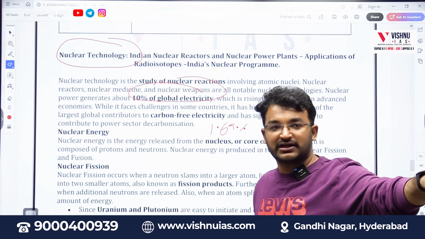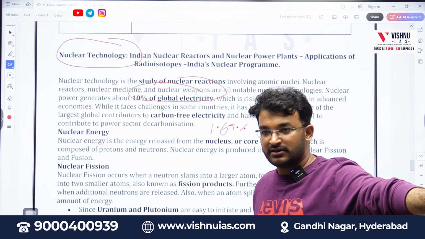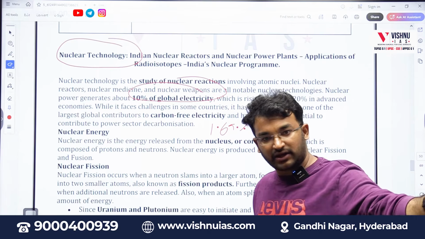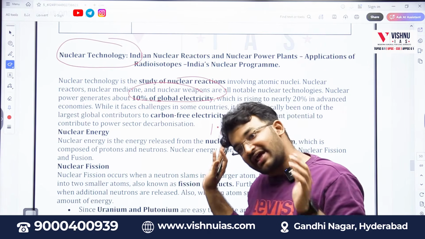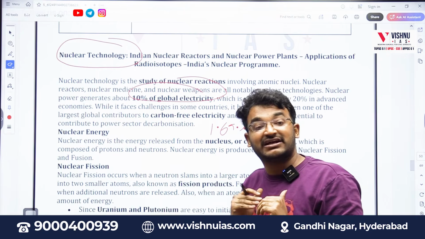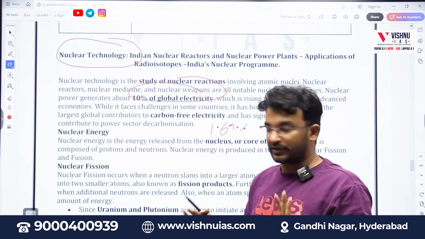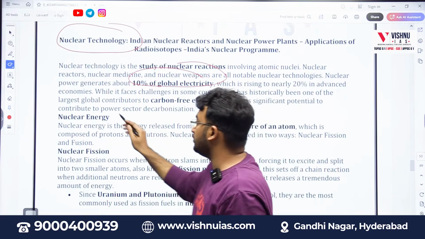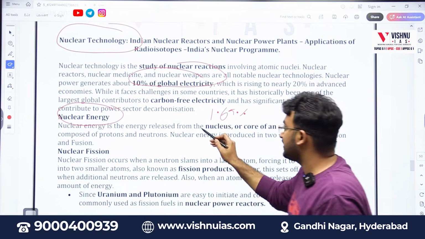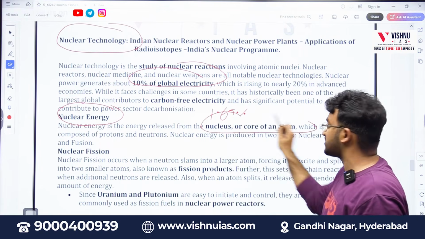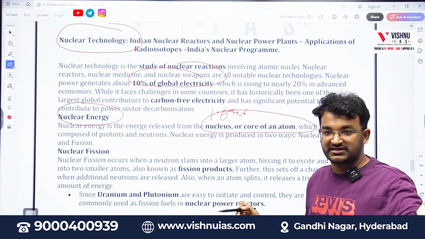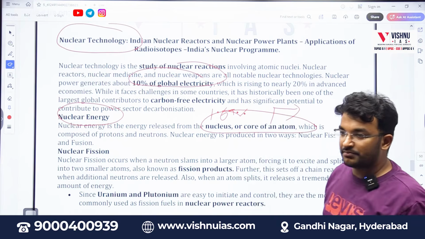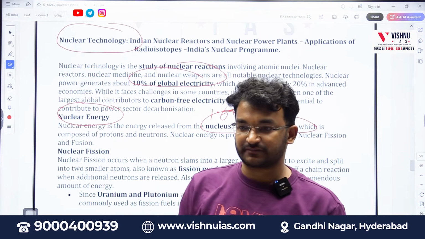Now, will you accept that nuclear energy is important for us? Right, since coal and all can be exhausted easily, here also it will exhaust, but relatively it will take a lot of time. Now first, nuclear energy, which we had seen, is energy released from the nucleus or core of an atom. You accept that, right? Because of that exothermic reaction.